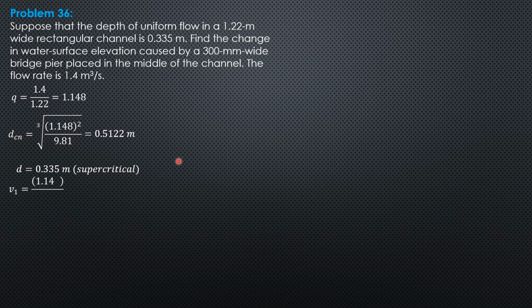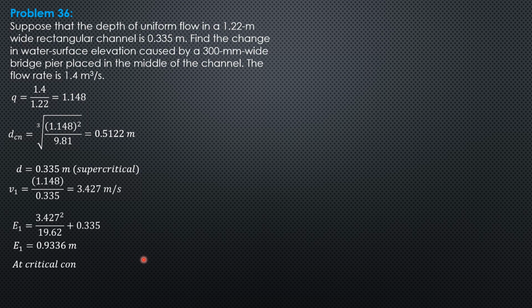Then V1 is equal to 1.148 divided by depth, 3.427 meters per second. Then the specific energy at section 1 is 3.427 squared over 19.62 plus D1, 0.35. So 0.9336 meters. If the bridge pier will cause critical flow, because it is an obstruction, it will cause disturbance, and that disturbance might cause a wavy surface. So we must equate this to 3 halves of the critical depth for rectangular sections.